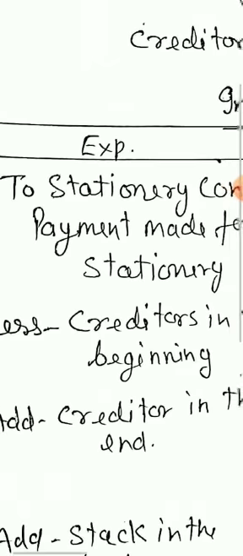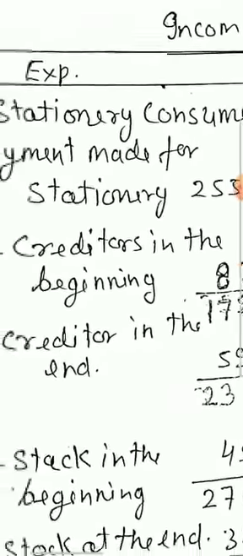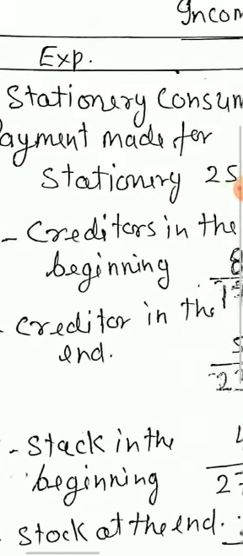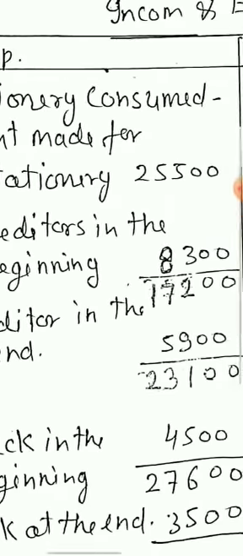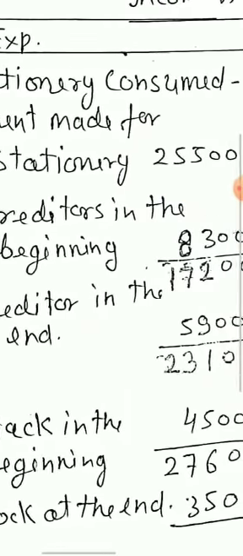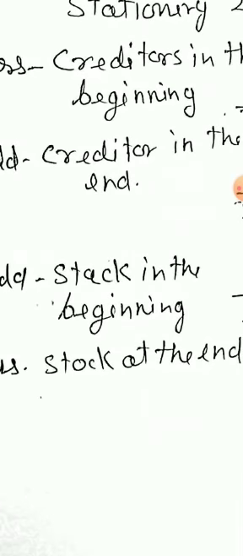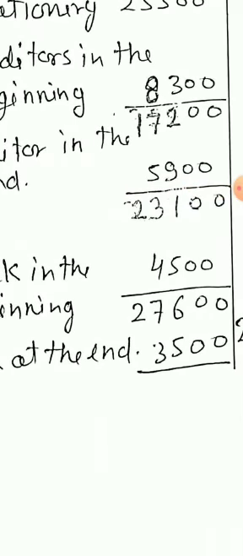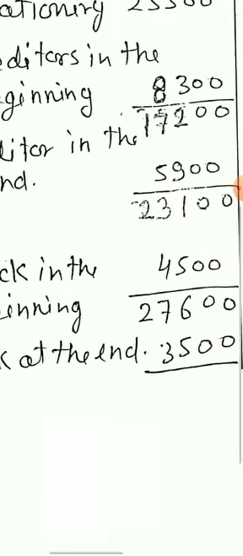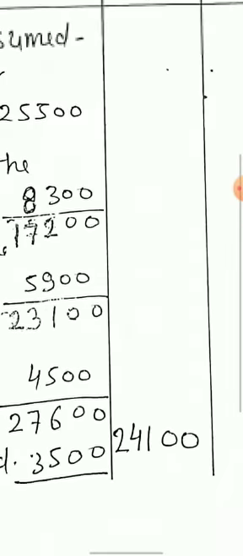First we write stationery consumed: payment made for stationery 25,500, then less creditors in the beginning 8,300, then the next amount is 17,200, then add creditors in the end 5,900, then the next amount 23,100, then add stock in beginning 4,500, the next amount 27,600, less stock at the end 3,500, then the total amount will come 24,100 in the amount column.